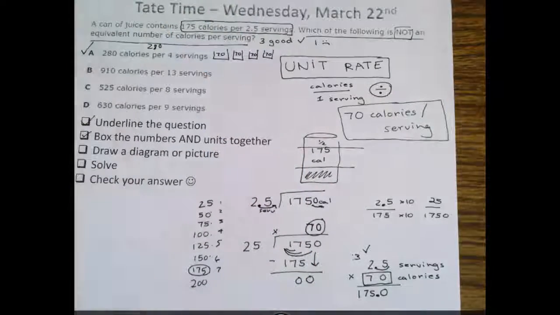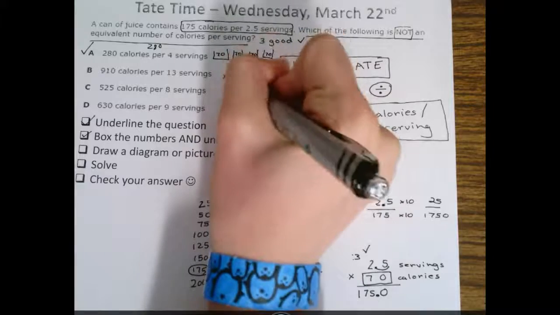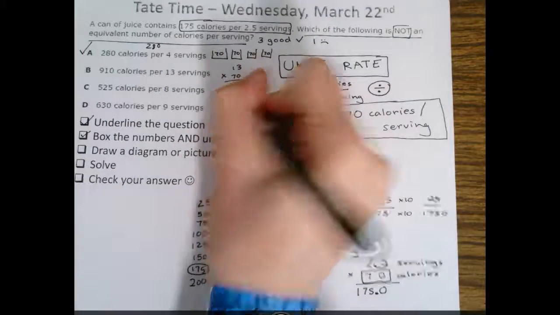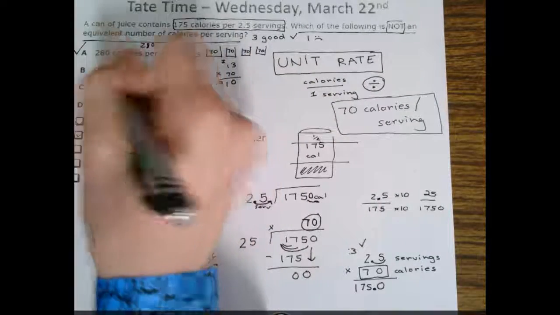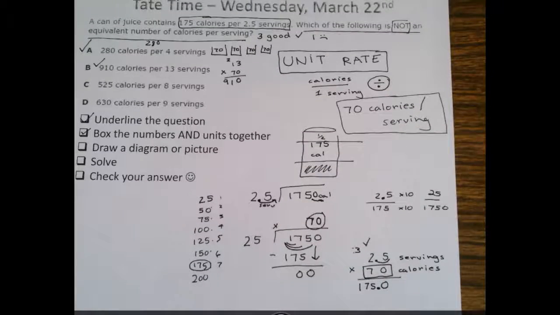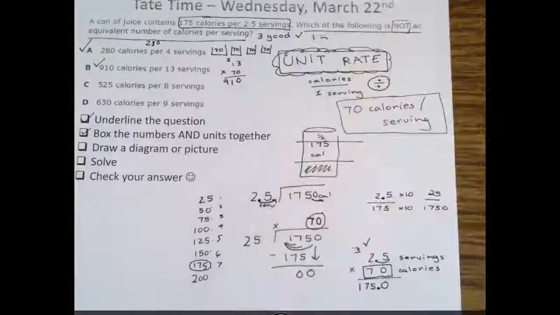Wahoo! Check. So right now I'm going to check every single answer and see if 70 is a multiplier, because each serving has 70. Let's do 13 times 70. Remember, I'm putting my 0 in the ones place because I'm multiplying by 10. 7 times 3 is 21. 7 times 1 is 7, plus 2 more, 910. Check. So 910 calories would be for 13 servings because every serving has 70. 70 is just our unit rate.